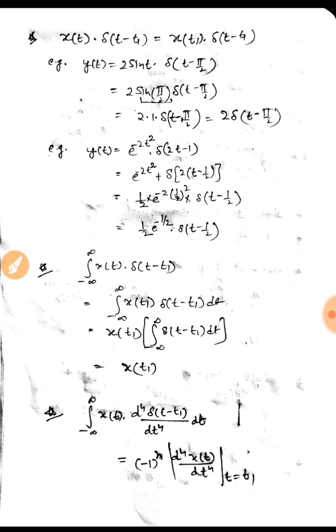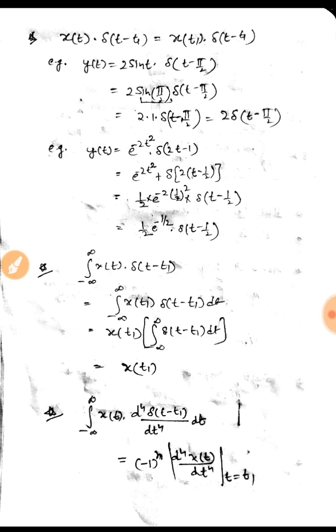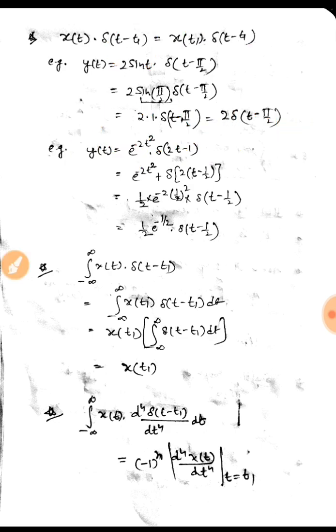Now let's say we have a signal x(t), and I multiply it with a shifted delta function. Then what I would get is x of t1, that is, the time by which I am shifting my delta function would come out inside, that is x of t1 into delta t minus t1. We can see an example of this.